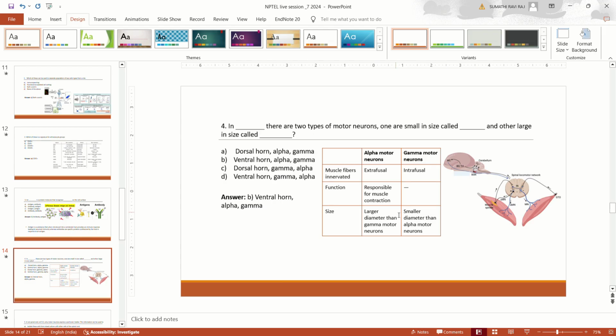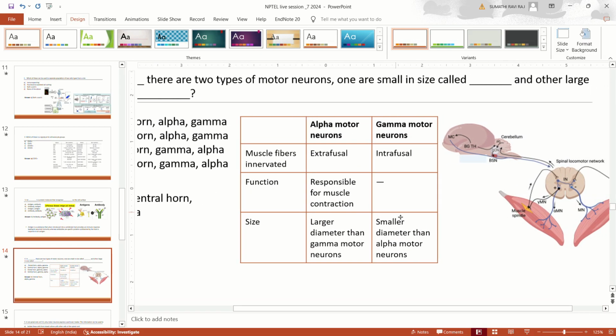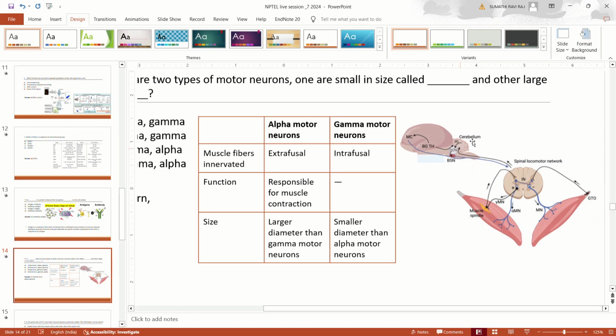So you can see here your alpha motor neurons and your gamma motor neurons. Your alpha are mostly extrafusal and your gamma are mostly intrafusal. That is their innervation in muscle fibers. The function of alpha motor neurons is muscle contraction. Alpha motor neurons are larger and gamma motor neurons are smaller. This is a picture depicting your spinal cord, and these are your muscle spindle fibers. These are your gamma and these are your alpha. Okay.